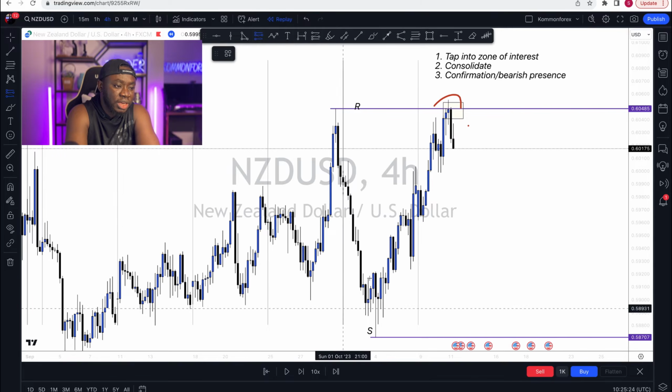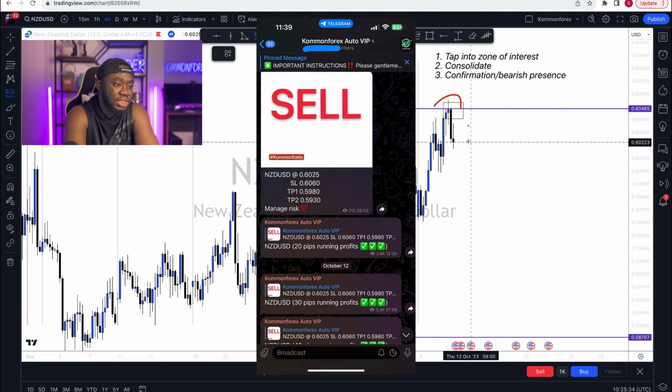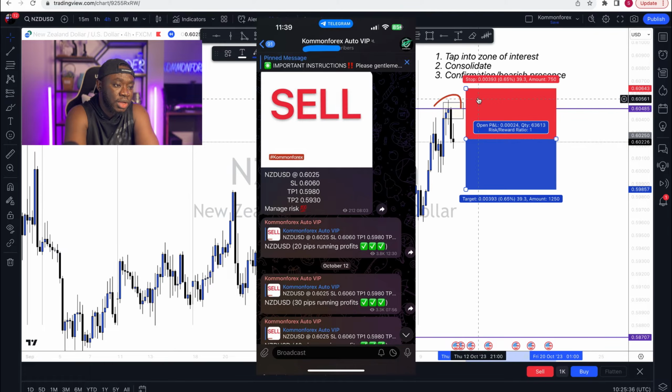So I took my trade in this particular candle, which came at 5 a.m. So around 8 a.m. I took this candle. So my entry price was exactly this price, 0.6025. That was my entry price. So if you look on my screen, you see that same exact price there. So that was my entry price.